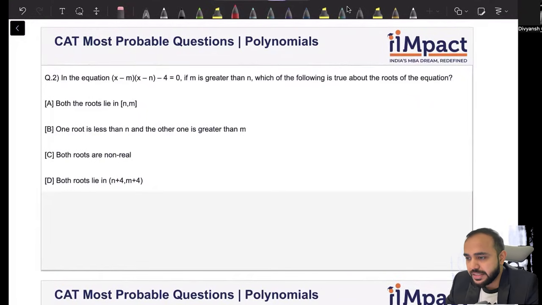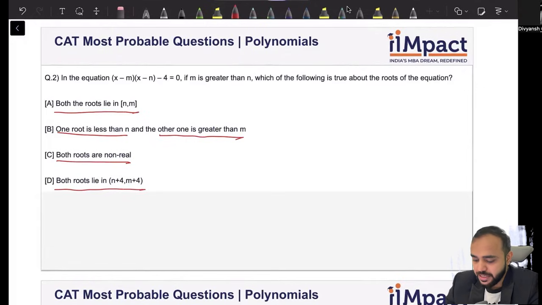Moving on, in the equation x minus m into x minus n minus 4 is equal to 0, m is greater than n, which of the following is true about the roots of the equation? They have given us options like both roots are non-real, one root is less than n and the other one is greater than m, both the roots lie in n comma m, and both roots lie in n plus 4 comma m plus 4. So the options are a bit tricky.